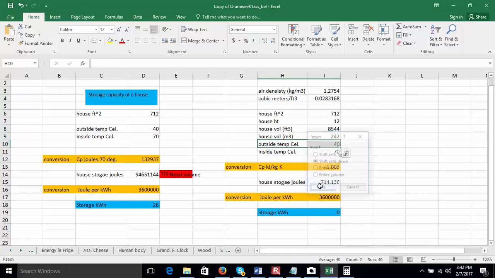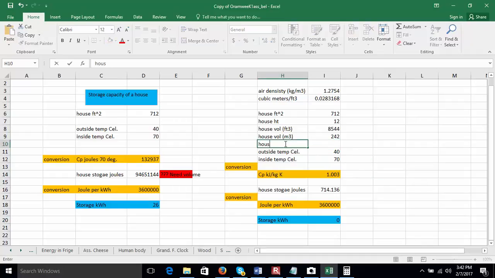Okay, so here's insert, fill this down. This is house air mass, it's going to be in kilograms, equals the volume times the density. I believe that, 300 kilograms, 600 pounds of air in your house. Okay. Yeah. For how many square feet?